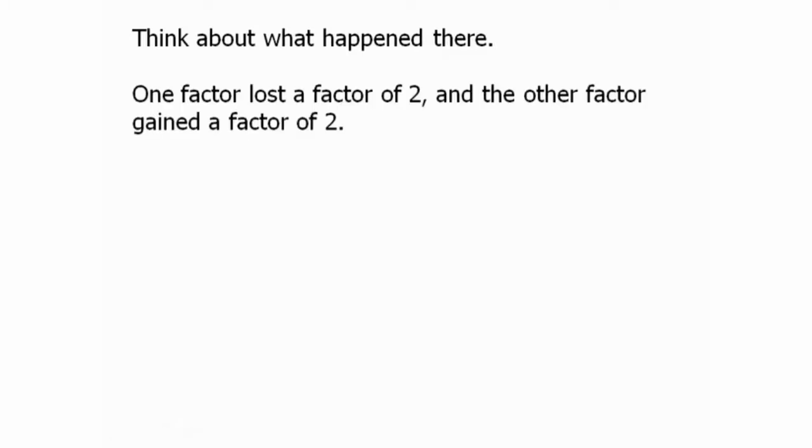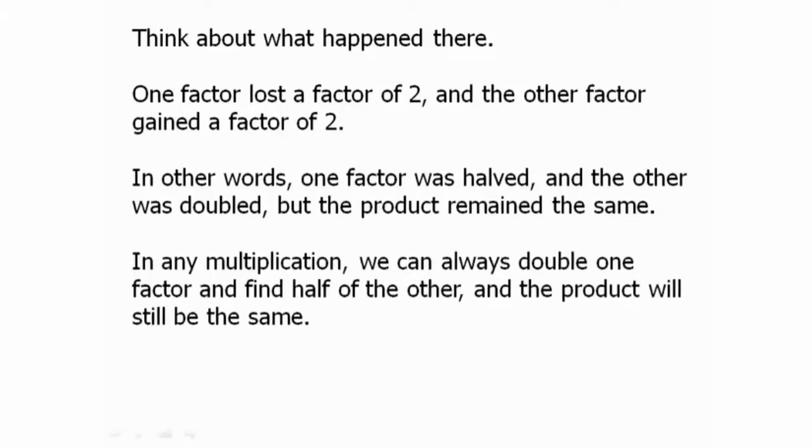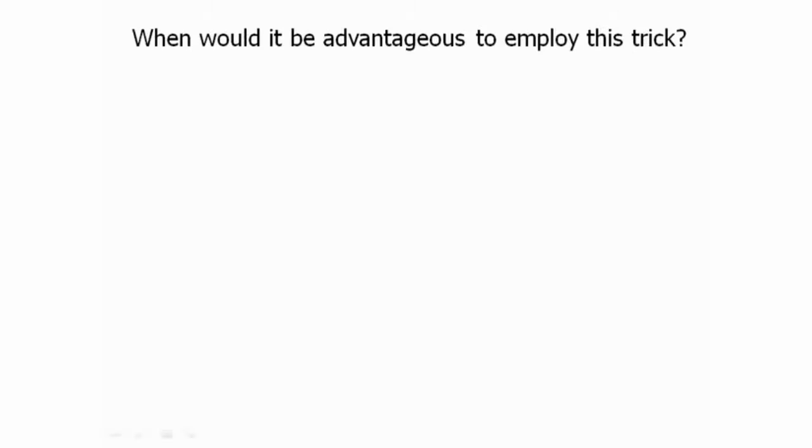Think about what happened there. One factor lost a factor of 2 and the other factor gained a factor of 2. In other words, one factor was halved, divided by 2, and the other was doubled, multiplied by 2. But the product remains the same. And that kind of makes sense, that if we divide one factor by 2 and multiply the other factor by 2, those will cancel and you'll still have the same product. In any multiplication, we can always double one factor and find half the other, and the product will still be the same. When would it be advantageous to employ this trick?